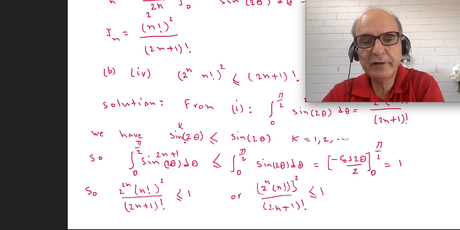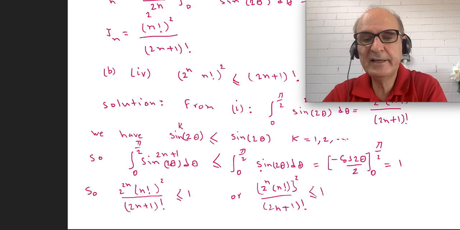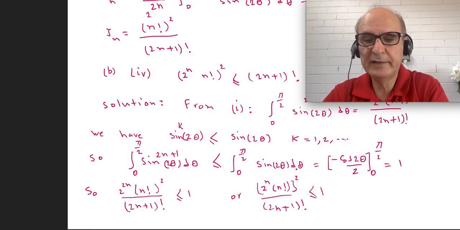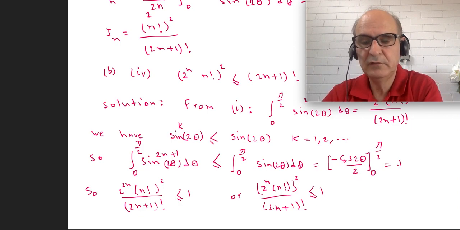Okay, that means if I integrate that, this will be less than if I integrate the same thing with the power of 1. So rather than having 2n plus 1, I just put here 2 theta. So that will give me minus cos 2 theta over 2 from 0 to pi on 2, which if you sub in the values, you end up with 1. But this value, we already proved that this integral is equal to 2 to the power of 2n, n factorial over 2n plus 1 factorial.